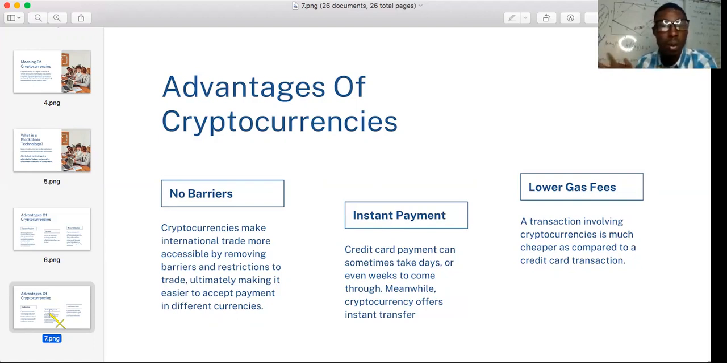Another advantage of cryptocurrency is instant payments. Transactions involving cryptocurrency are actually very fast. You make the transaction now and you get your cryptocurrency almost instantly. So the transactions are fast, instant payments.